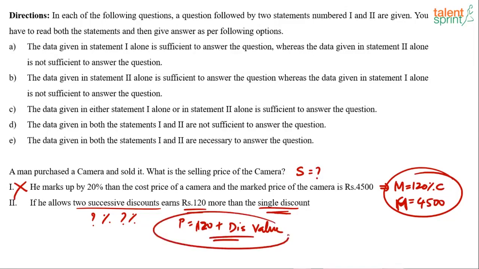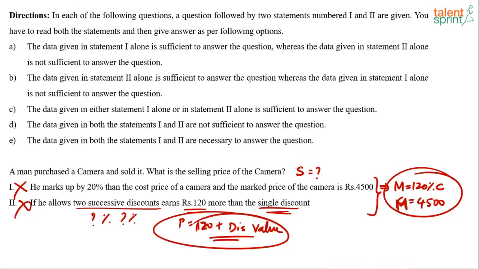But one equation with two variables. Can you find out what is the profit? No. Can you find out what is the discount here? No. So this is a useless statement. And even if you combine both the statements together, what will you get? You will get nothing. I know the selling price.